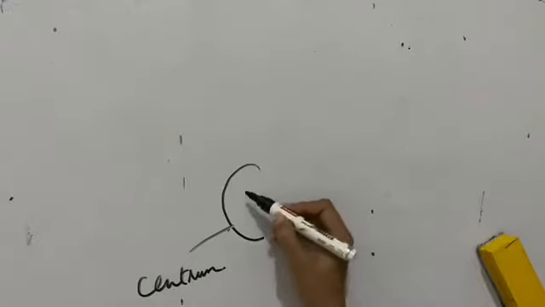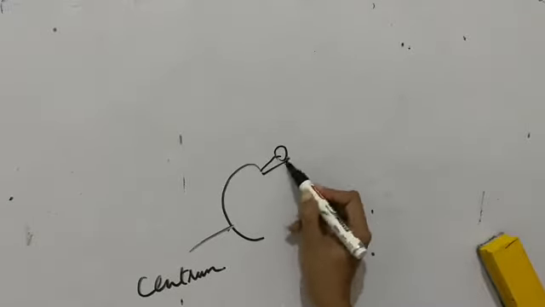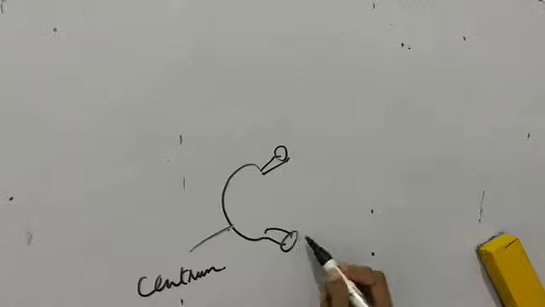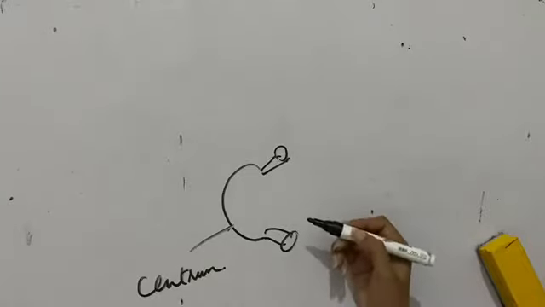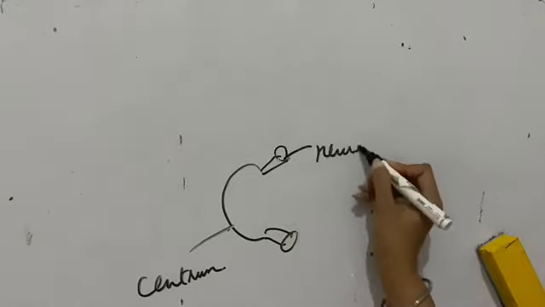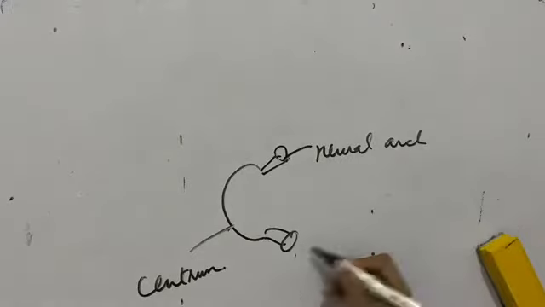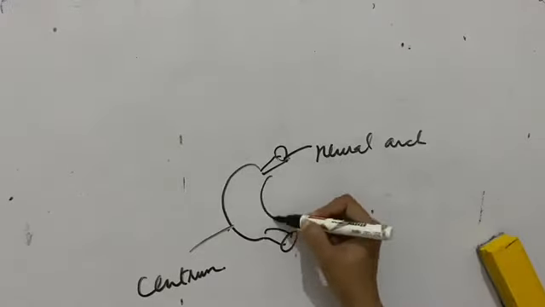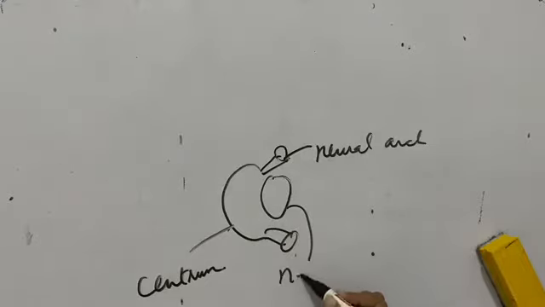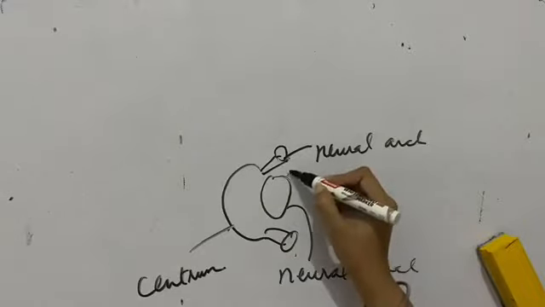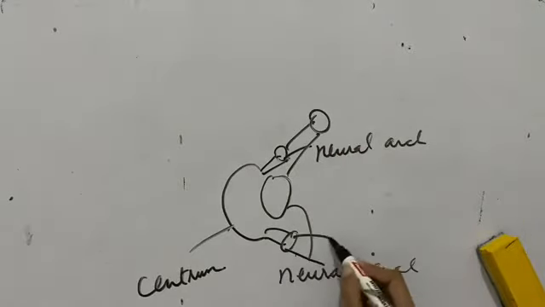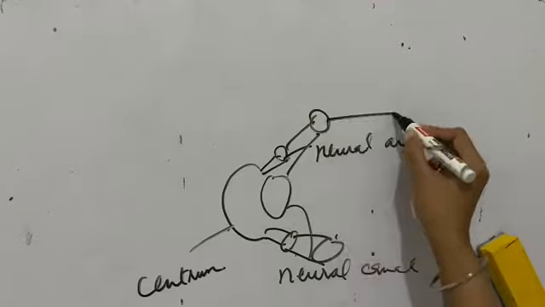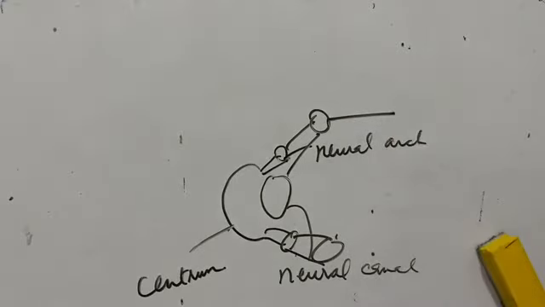Then are present the 2 neural extensions, they are known as neural arcs. Inside these 2 neural arcs is present a neural canal, and then are present the 2 extensions from the neural arc. It extends further, and these extensions are known as transverse processes.